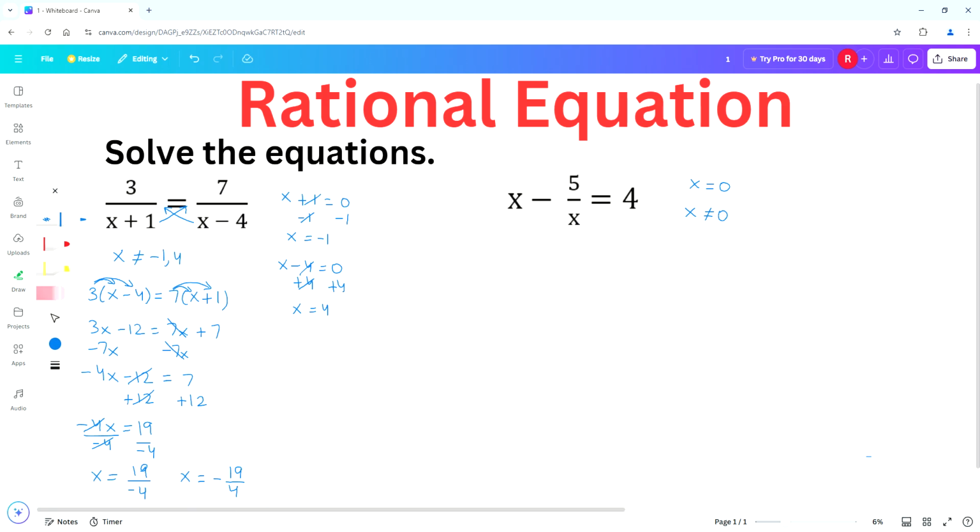In this equation, x is in the denominator in the fraction 5 over x. We should get rid of the x in the denominator by multiplying each term in this equation by x. The x's with 5 get cancelled out. This is a quadratic equation. In order to solve this equation, we should set it equal to 0. We should subtract 4x from both sides.